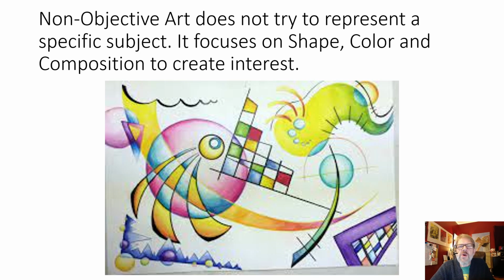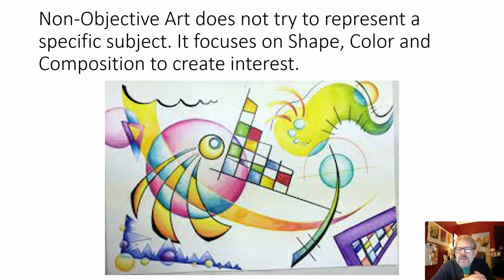And so if you are one of those students that says, "Oh, I can't draw," this is the perfect opportunity because you don't have to know how to draw to make something non-objective. And so non-objective art does not try to represent a specific subject, okay? It's going to focus on things like shape, color. Composition is how we arrange those things like shape and color and line and even texture, but how we put those together, that's the composition.